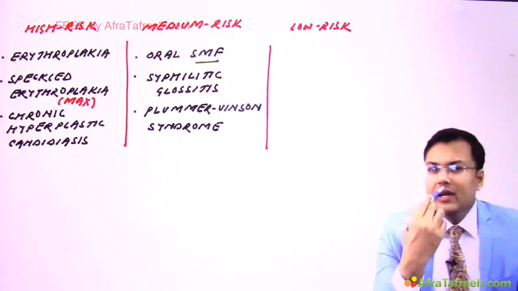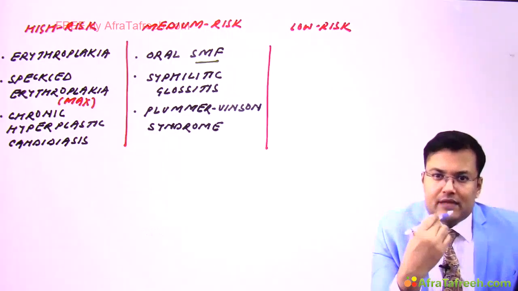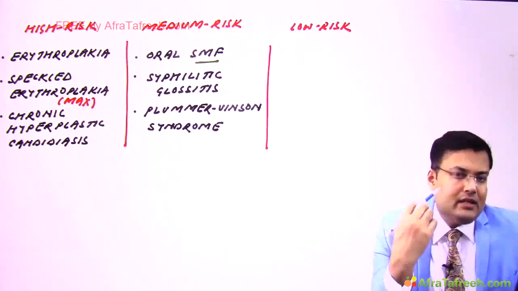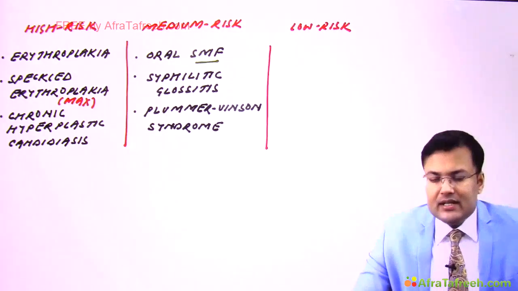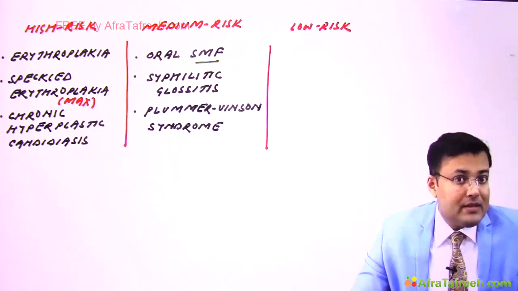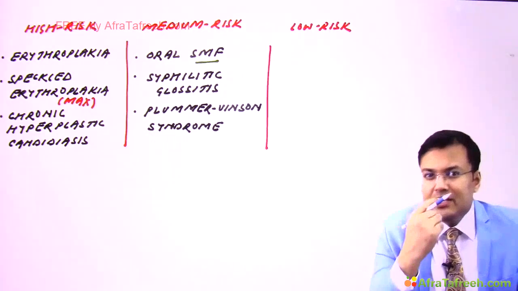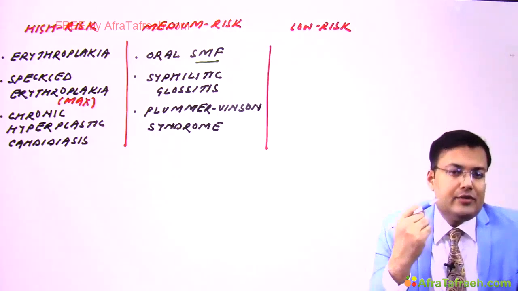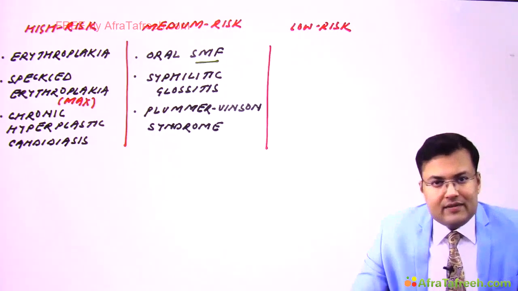So you must be knowing that in oral submucous fibrosis there is formation of fibrous band within the submucosa, and typically it is seen in Asian population in females who are having the habit of chewing betel nut for long duration. And the second is syphilitic glossitis.